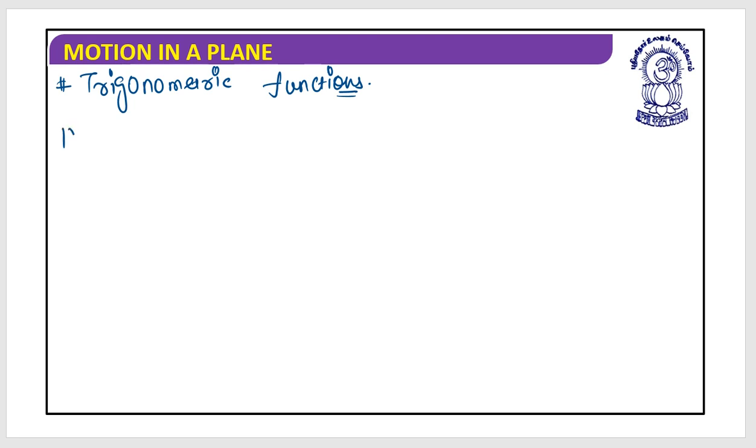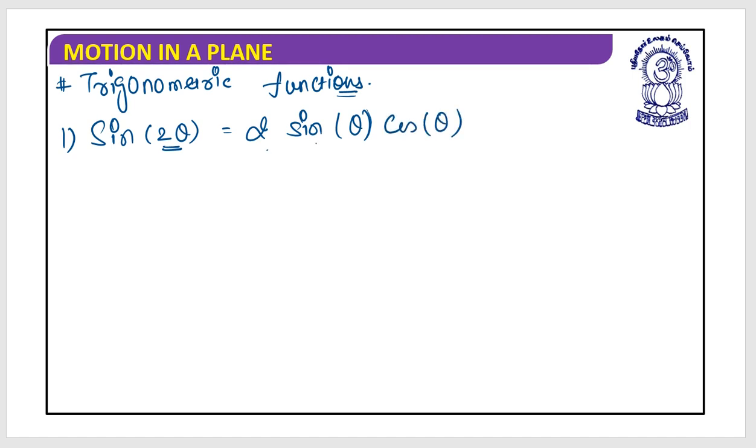One of the formulas is sine 2 theta. This can be written as 2 into sine of half of the angle. Look at this. Here the angle was 2 theta. So what I can write is 2 into sine of half of the angle into cos of the half of the angle. This is 2 sine theta into cos theta.